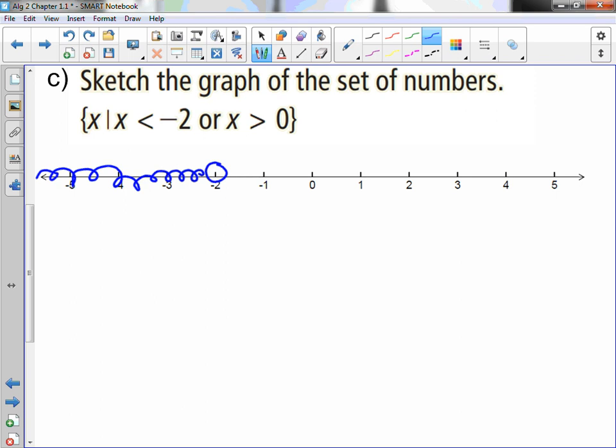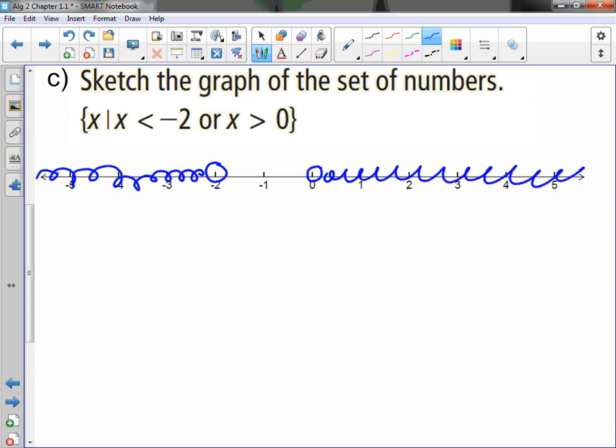And at 0, we would have an open circle, and we would shade to the right. And that's it. That's all we need to do for this one here.